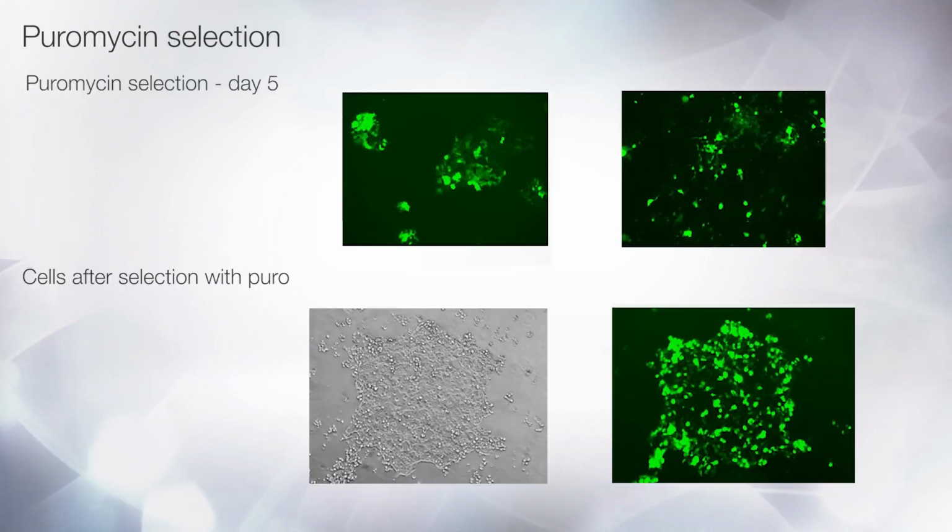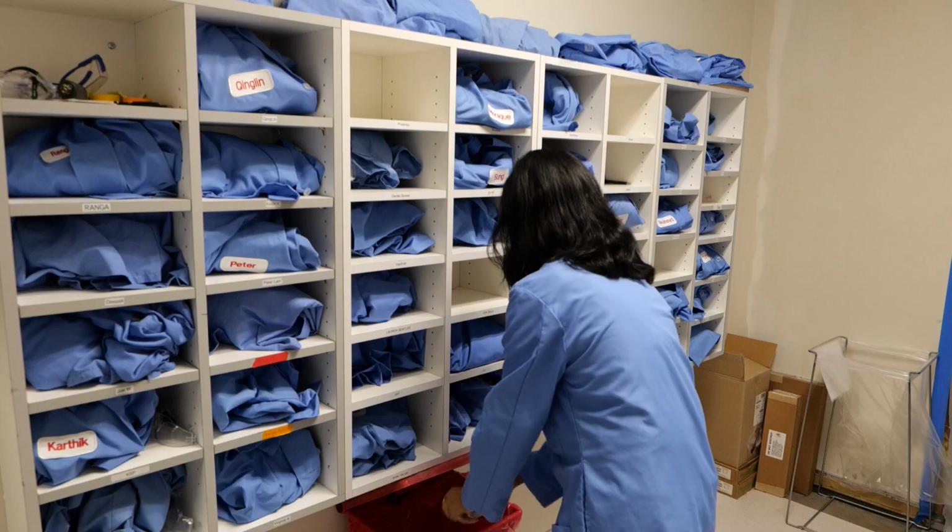Over the course of 7 to 10 days, with the media being changed every 2 days with fresh antibiotics, you will start to see cells dying off while others survive. The surviving cells should have successfully received the gene tag. These images show that you will also see an increase in GFP expression over time when the cells are imaged on a fluorescent microscope.